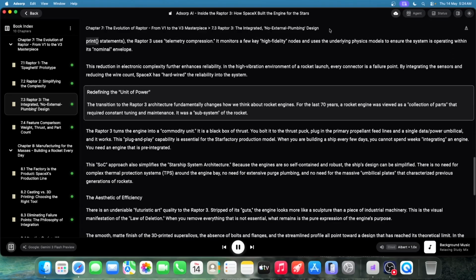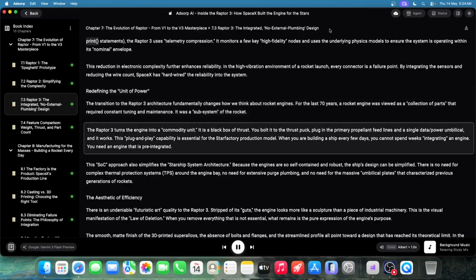And redefining the unit of power, the transition to the Raptor 3 architecture fundamentally changes how we think about rocket engines. For the last 70 years, a rocket engine was viewed as a collection of parts that required constant tuning and maintenance. It was a subsystem of the rocket. And the Raptor 3 turns the engine into a commodity unit. It is a black box of thrust.